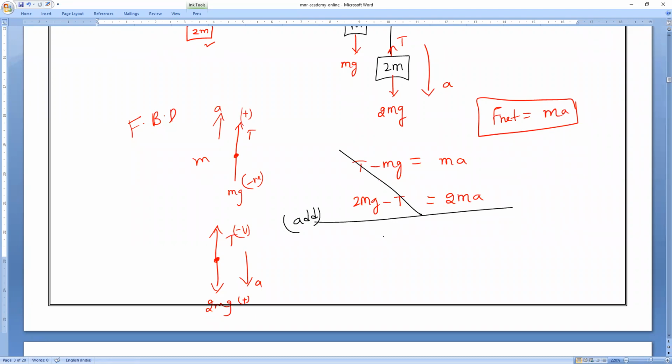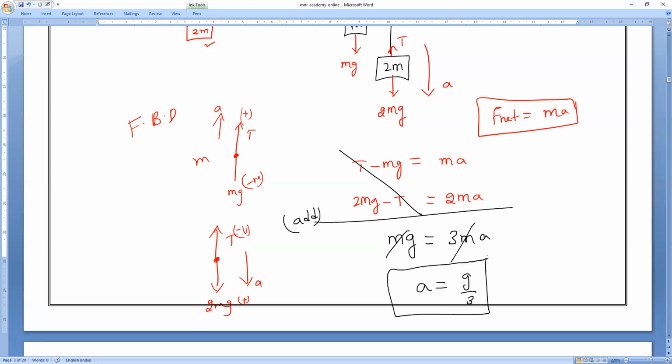2mg minus mg, which is equal to what? mg. mg is equal to 3ma. So that's all. Now from that, m will get cancelled. So a is equal to what? a is equal to g by 3.